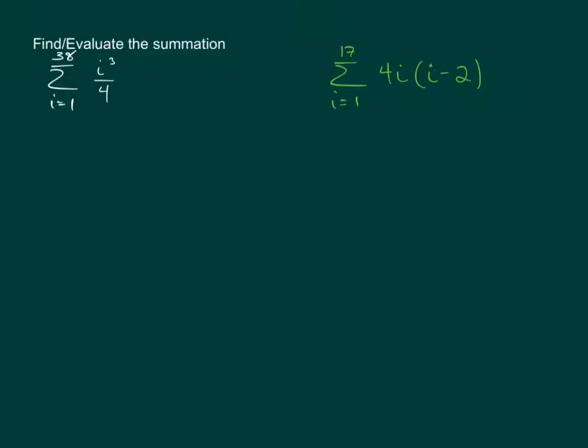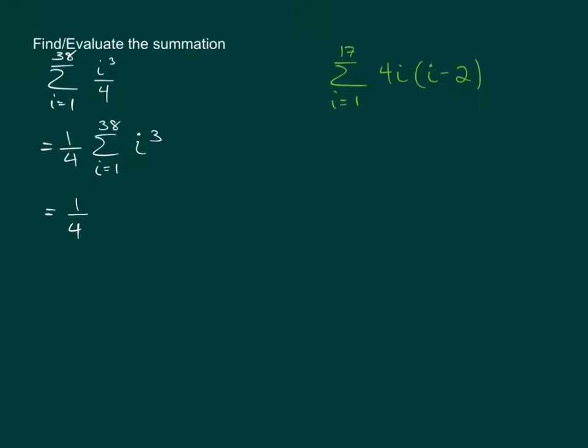So we can use the constant multiple rule to pull that 1/4 constant to the front of the sum. So you'll be left with 1/4, the sum as i goes from 1 to 38 of i cubed. So now that we have i cubed only left inside the argument, we can use the summation formula for i cubed.